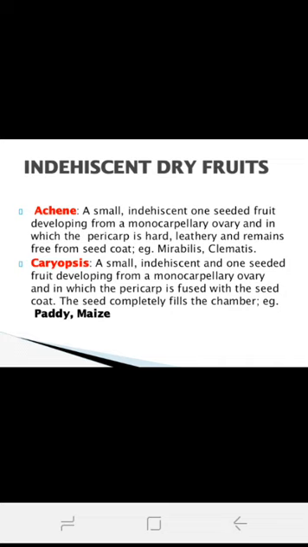Then the second example is Caryopsis. Here you can see it's an indehiscent one-seeded fruit with the pericarp fused with the seed coat. That's the difference between Akene and Caryopsis. In Akene, the pericarp is free from the seed coat, but in Caryopsis, it is fused with the seed coat. The Akene example is Mirabilis, the 4 o'clock plant. The Caryopsis example is our common paddy, rice.